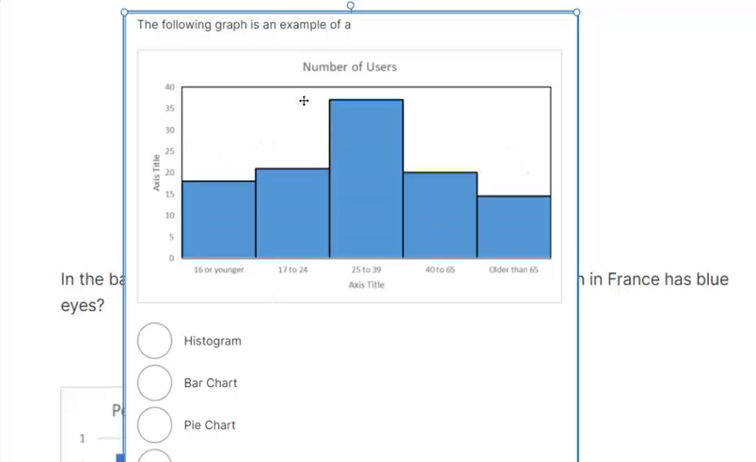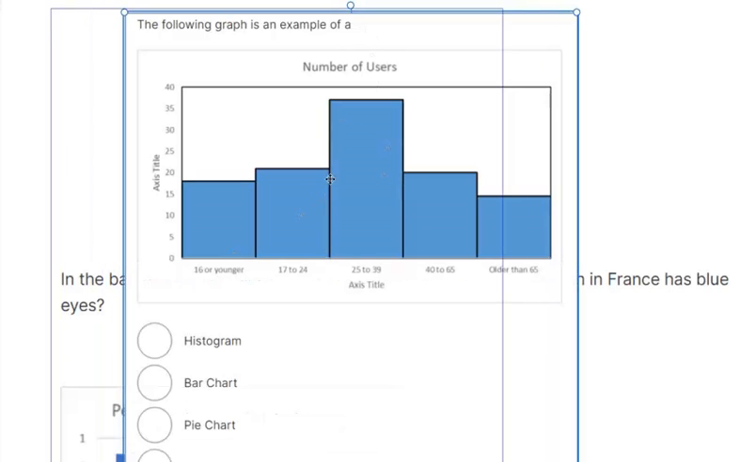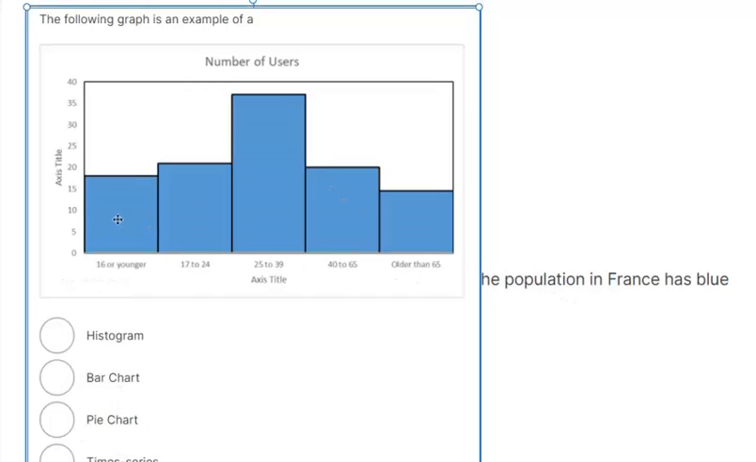Okay, first question here is this following graph is an example. This is a histogram. A histogram is a graph where you've got multiple bins. They're touching each other because there's a quantitative variable on the x-axis. This is actually a bad histogram, 16 or younger. The bins are supposed to be the same size, so this one goes from 17 to 24, so that's 7 data points. I don't know who made this program, but this is not a good histogram.